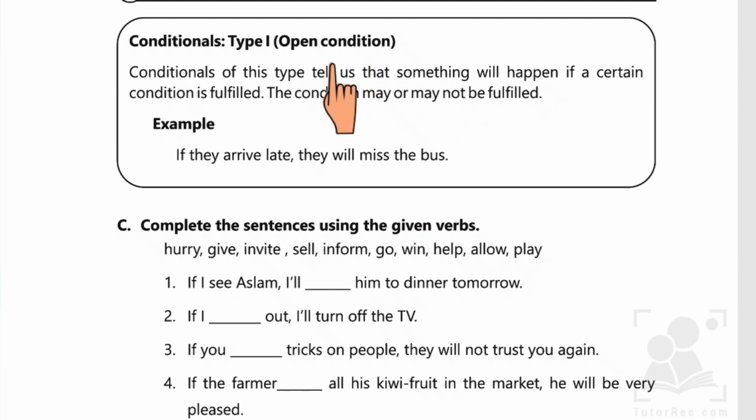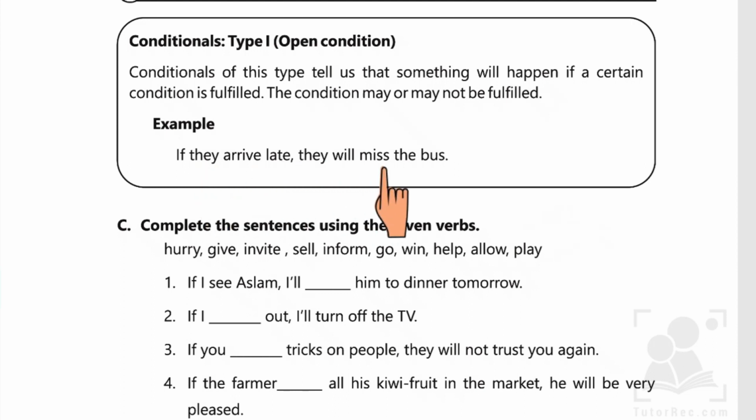This is open condition. For example, if they arrive late, they will miss the bus. So consequences and the condition. If they arrive late, this is the action based on this condition. They are going to have the result that they will miss the bus. So these are all the sentences. They are called conditionals because they are based on a condition as well as a result or consequence. So this is the first basic type, which is called open condition, because it says that if you do this, you get the result on the other hand.